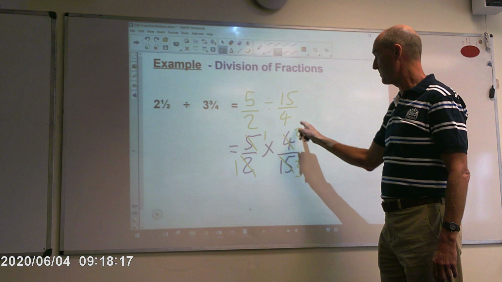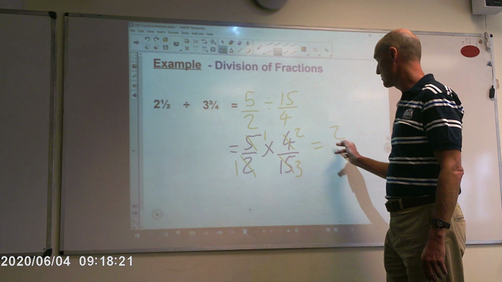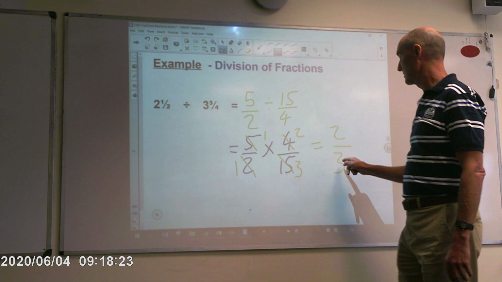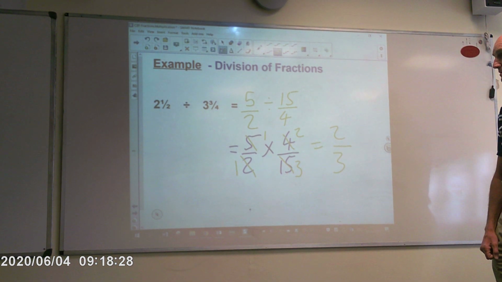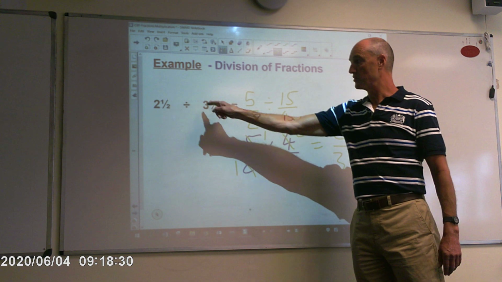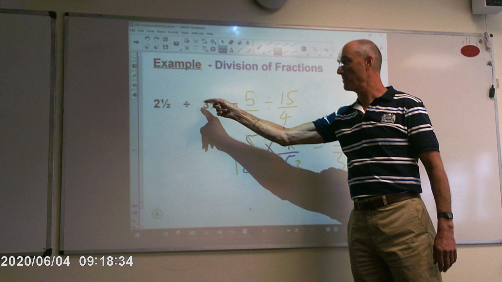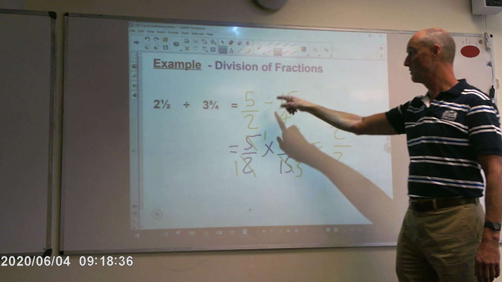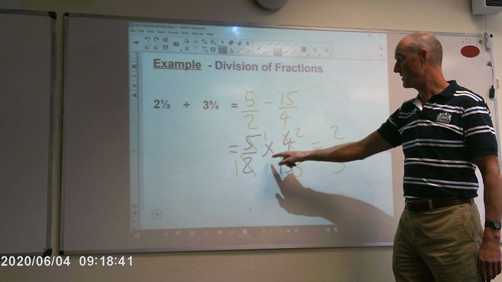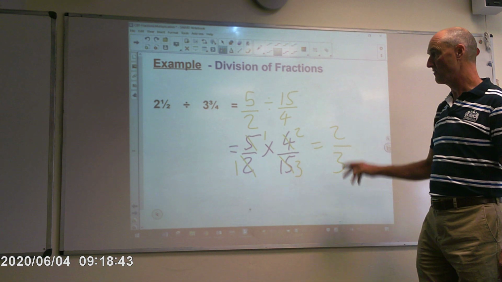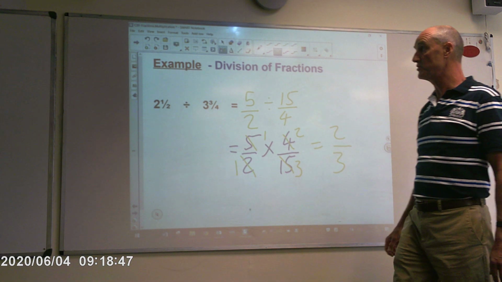1 multiplied by 2 across the top gives us 2. 1 multiplied by 3 across the bottom gives us a 3. So our solution is 2/3. Similar to multiplication, we've got to change a mixed number into a top-heavy fraction. Then we do our keep, change, flip. Then we make sure that our answer is in the simplest form, which it is here. That's all there is to division of fractions.